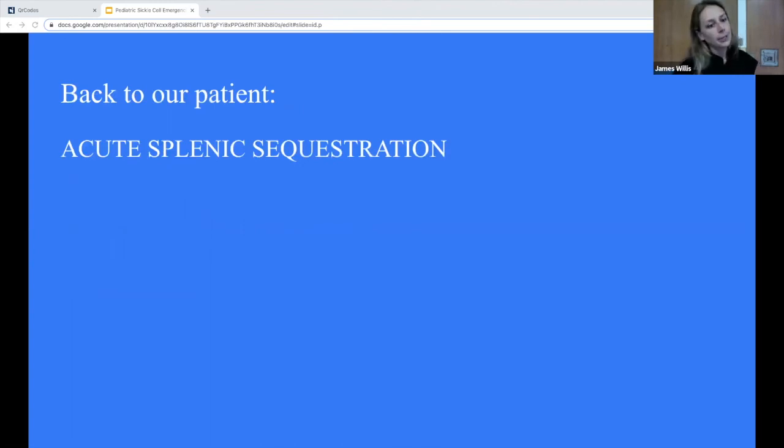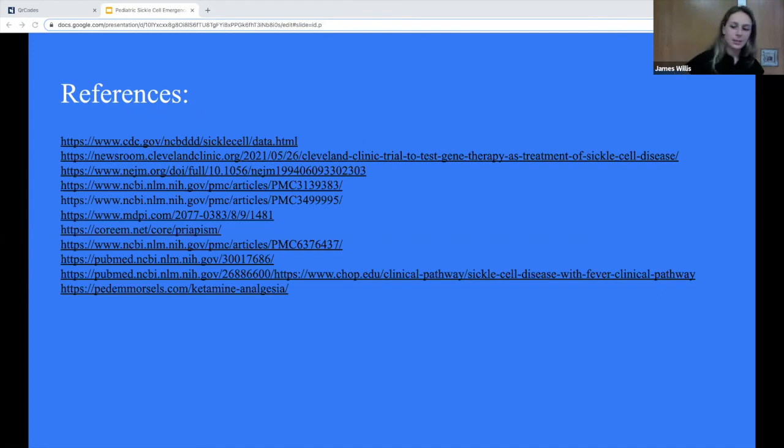So yeah, back to our patient who had acute splenic sequestration. Patient was admitted to the ICU. He was transfused 2 units of blood, ended up getting better and being discharged. So that is basically it. Does anybody have any questions?